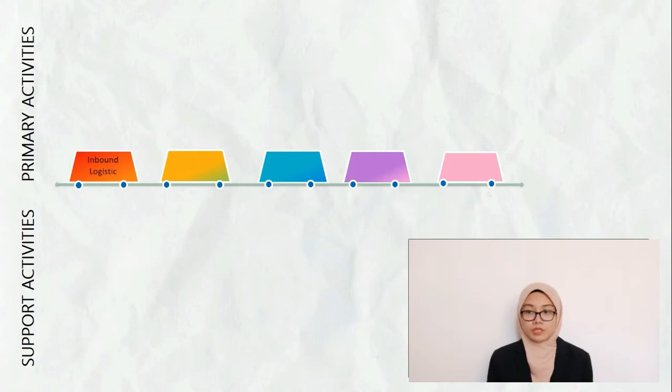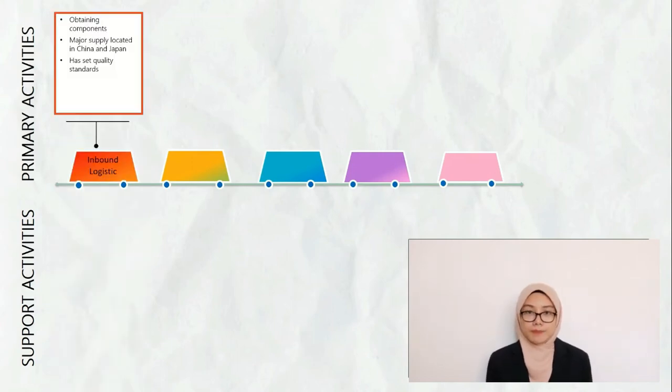During inbound logistics, Apple has a very large supply chain when it comes to obtaining components and material. Their major raw material suppliers include 3M and Foxconn. Apple has set a quality standard for its supplier so that they maintain the highest quality standard for their goods and services. So next is the operation.